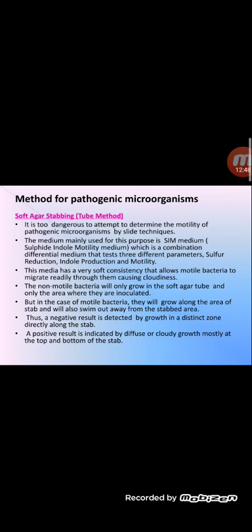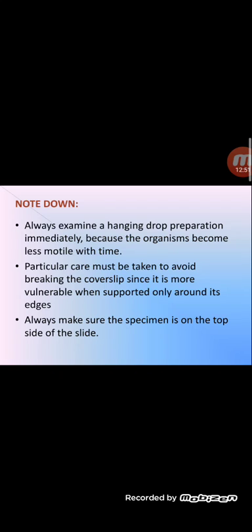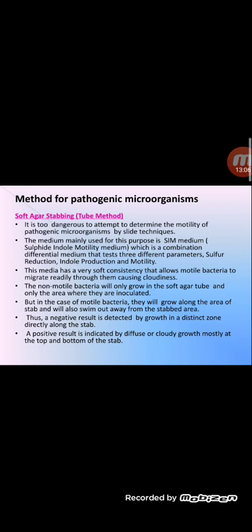Now, this wet mount slide and hanging drop experiment are both for non-pathogenic organisms. Now next is the method for the pathogenic organism, that is soft agar stabbing or tube method, otherwise called the tube method.